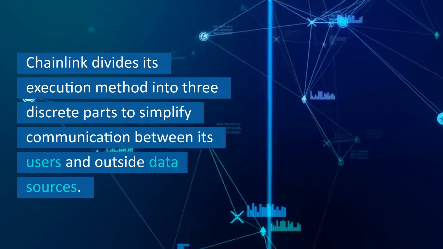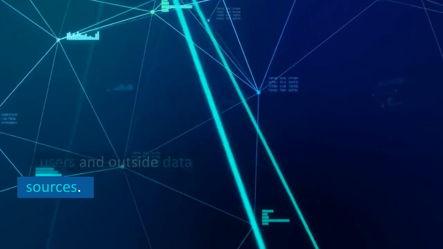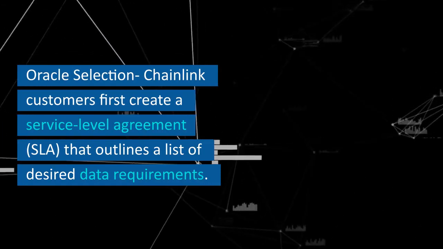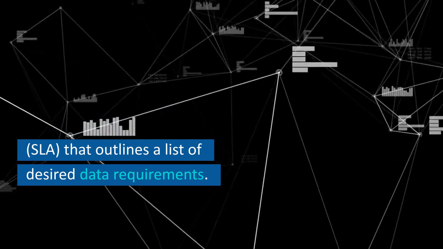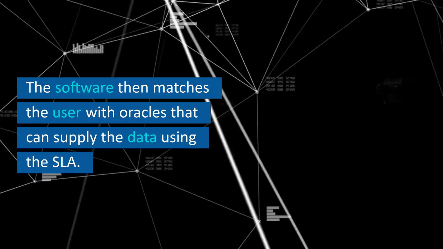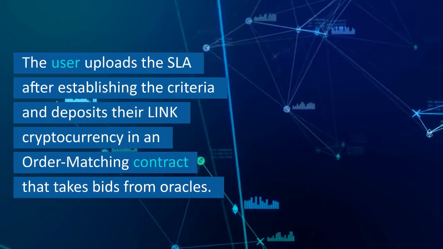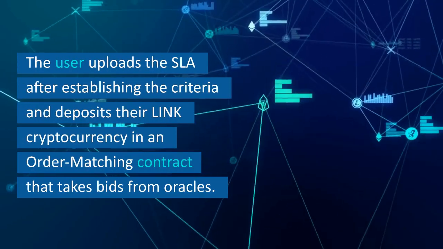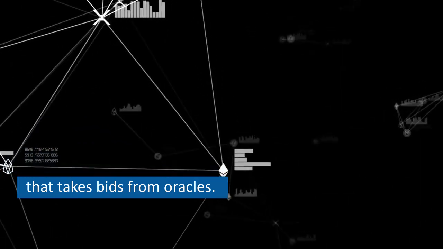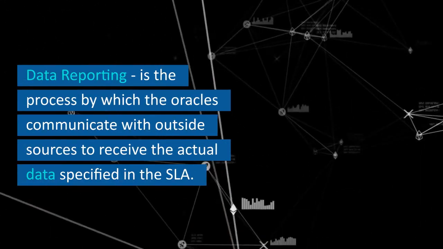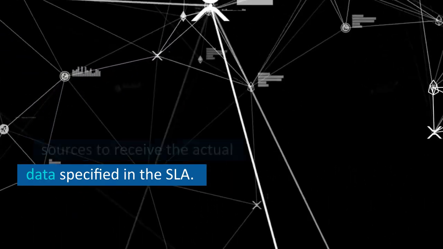How does Chainlink work? Chainlink divides its execution method into 3 discrete parts to simplify communication between its users and outside data sources. Oracle Selection: Chainlink customers first create a Service Level Agreement, SLA, that outlines a list of desired data requirements. The software then matches the user with oracles that can supply the data using the SLA. The user uploads the SLA after establishing the criteria and deposits their Link cryptocurrency in an order matching contract that takes bids from oracles.